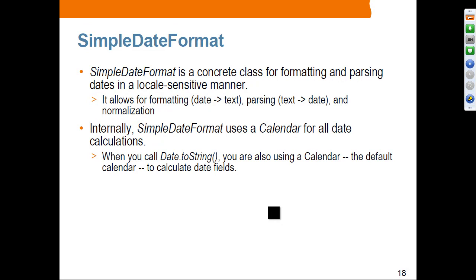It is a concrete class for formatting and parsing dates in a locale-sensitive manner. It allows for formatting, meaning converting from date to text, and parsing from text to date, as well as normalization. Internally, SimpleDateFormat uses the calendar for all date calculations. As we have seen before, when you call the toString method of the Date class, it is using a calendar object internally.